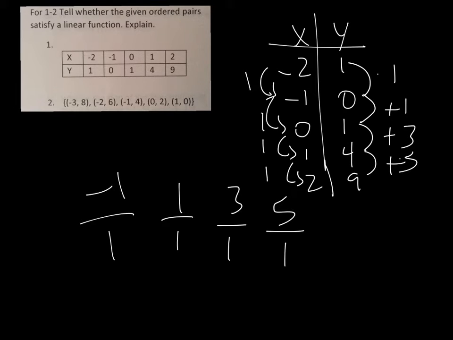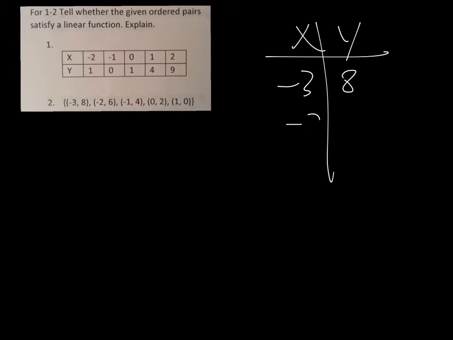Now, if you notice, none of these are the same. They don't even reduce down to the same. So they're not equal. And because they're not equal, it is not a linear function. Okay? It's not a linear function. Let's test number 2. Let's go ahead and delete this. All right, let's test number 2.